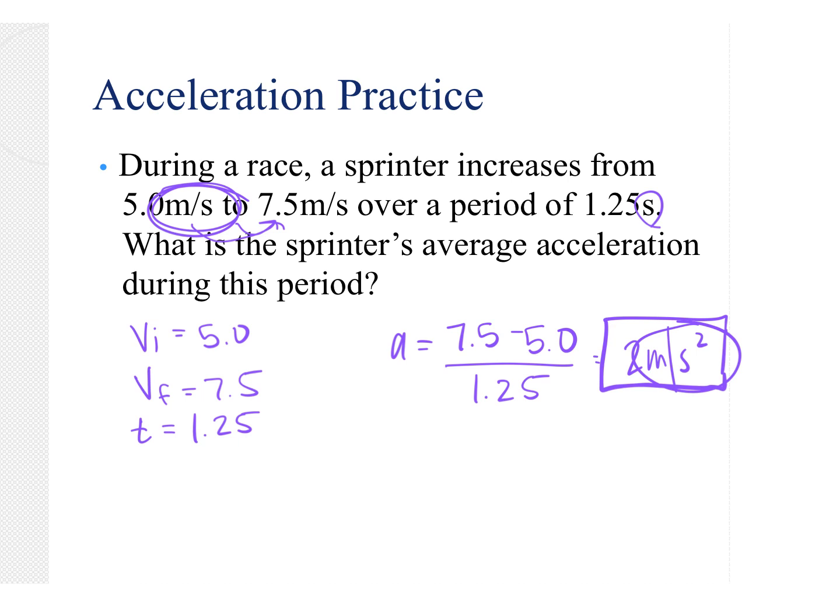Okay. In that problem, we were speeding up in the positive direction and our acceleration was positive, right? Because anytime we're speeding up, they match. Anytime we're slowing down, they are going to be opposite signs.